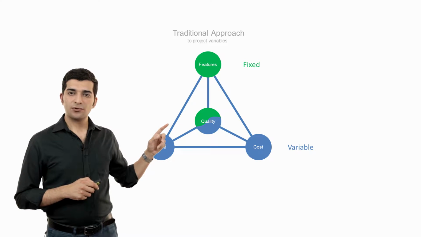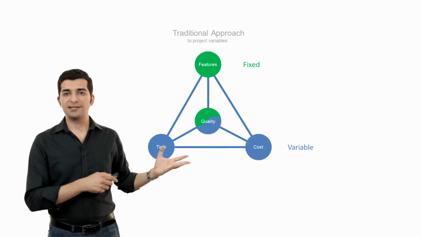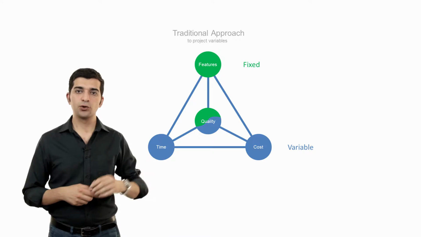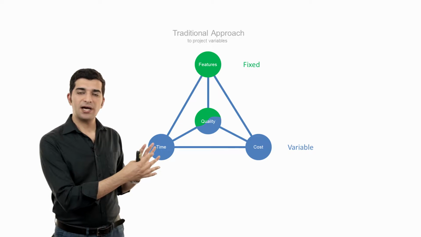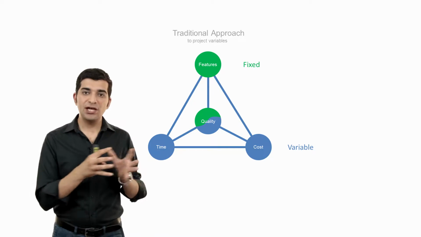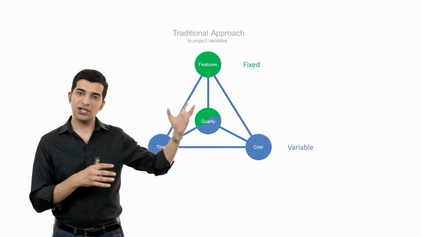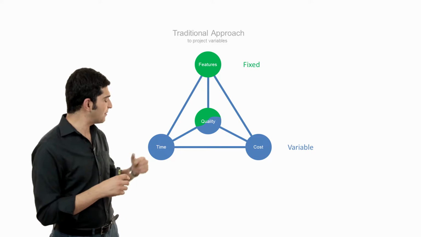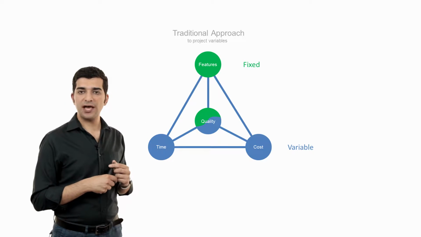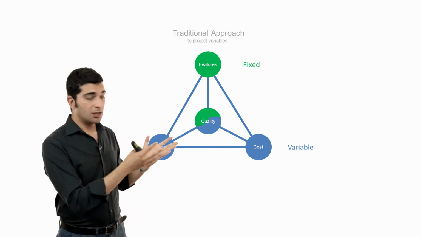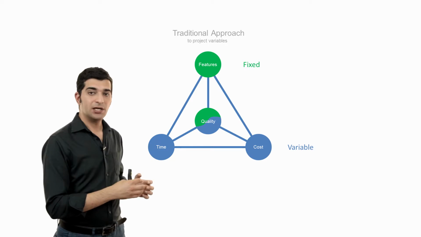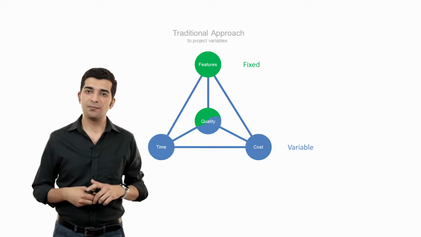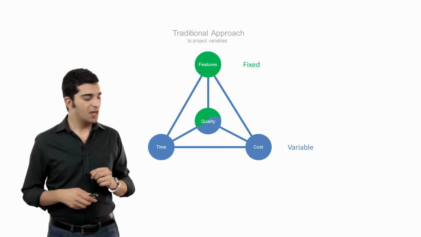Do you know this triangle? It's very common, it's a classic. We have the features or scope, time, cost, and quality. And it is shown like this because when you change one of those, you have to change at least one other to make the whole system balanced again. For example, if you want to reduce duration, you have to cut your scope, spend more money, or reduce the level of quality, or any combination of them. But you should do one of them.